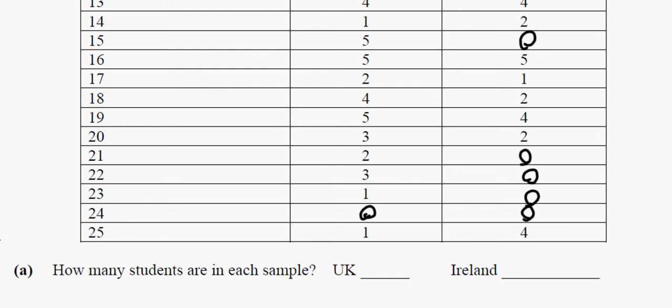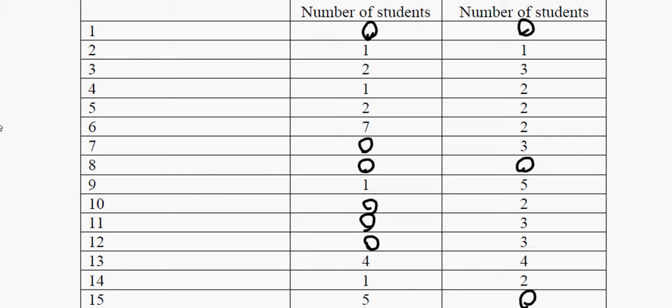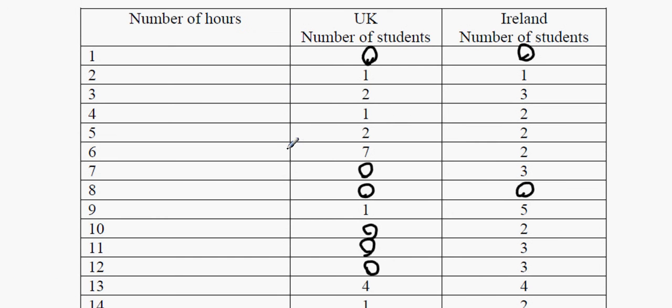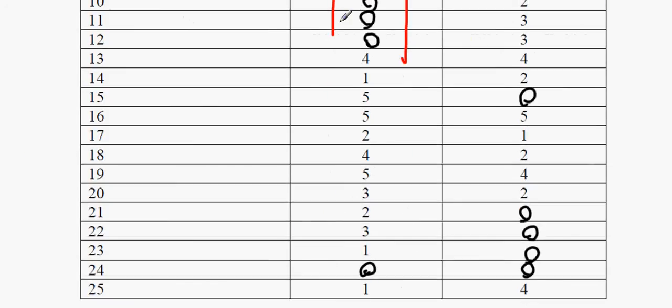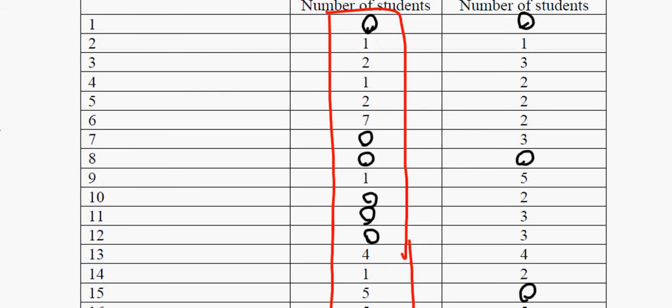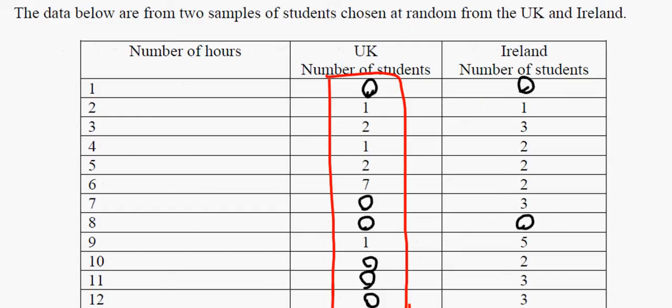To get the students in each sample, we have to add up all the numbers. So for the UK, we've got to add up all these numbers in here. You're just going to get out the calculator and add them all up. So here's what we do. 1 plus 2 plus 1 plus 2 plus 7 plus 1. Now be really careful not to make any mistakes here, because the mistakes are relatively easy.